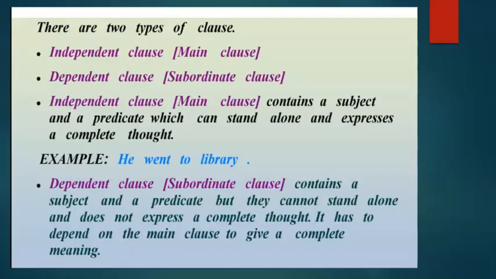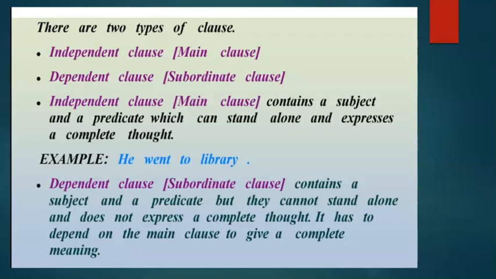Let's see some main differences with the sentences here. There are two types of clause. Independent clause, as we may call it main clause as well, and dependent clause, that is subordinate clause. A main clause contains a subject and a predicate which can stand alone and expresses a complete thought. Example, he went to library. As you can see, this sentence expresses a complete thought.